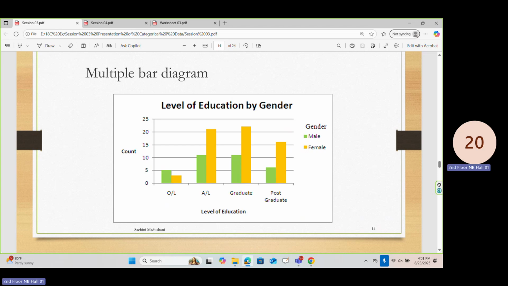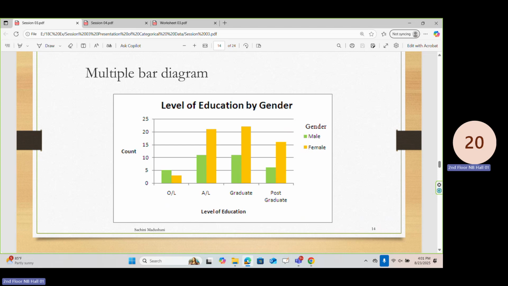We cannot make a comparison between the levels of education, right? Why? It does not represent the total value. But within the O-level category, we can say most of them are male. Within the A-level category, we can say most of them are female. Understood? But we cannot easily conduct a comparison between the levels of education.